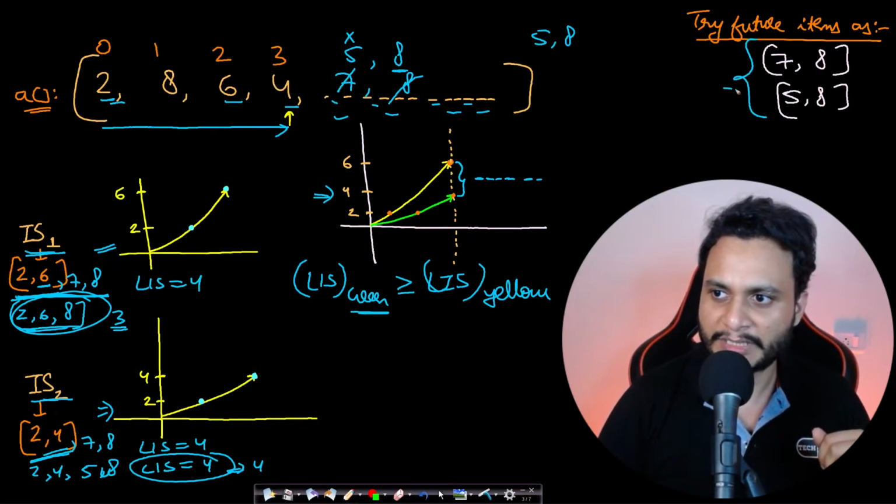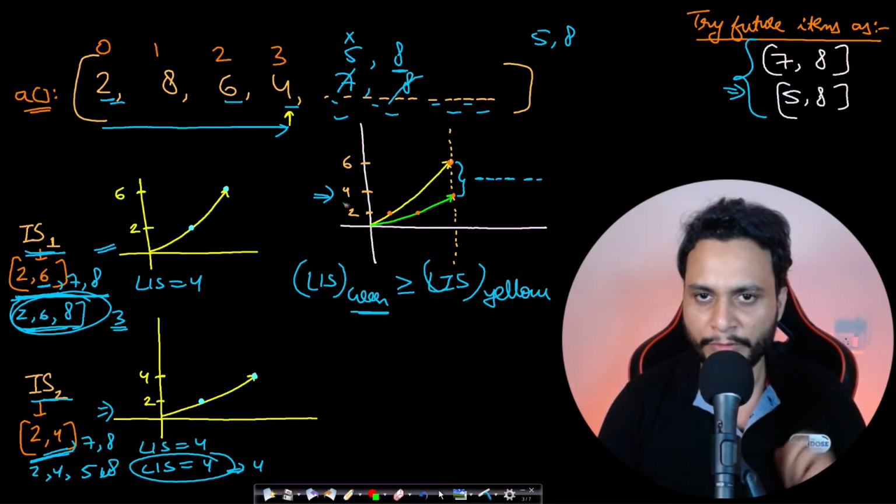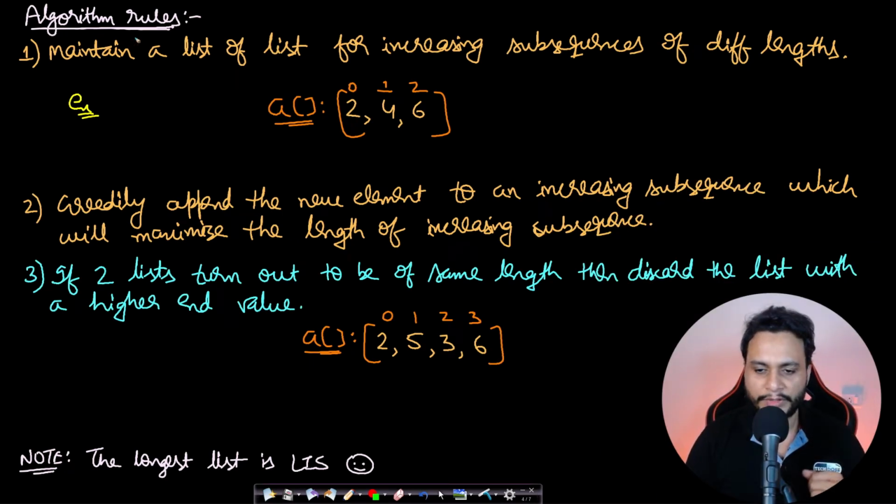So I gave you these two examples to showcase that. This is a very important point in order to follow this algorithm. I hope you understood this. Now let's look at the algorithm rules and simply we will solve the LIS problem. Now the algorithm rules go like this.